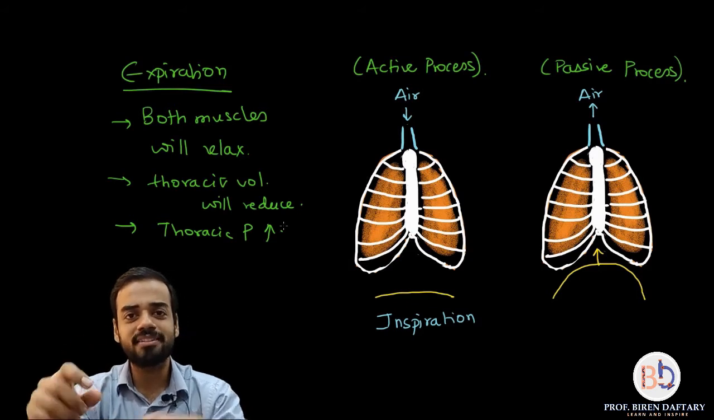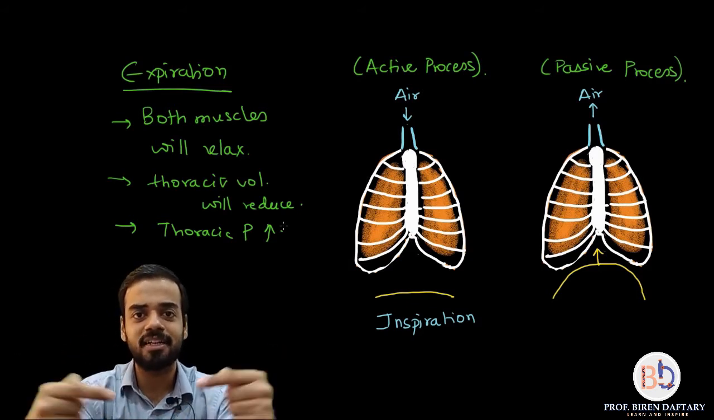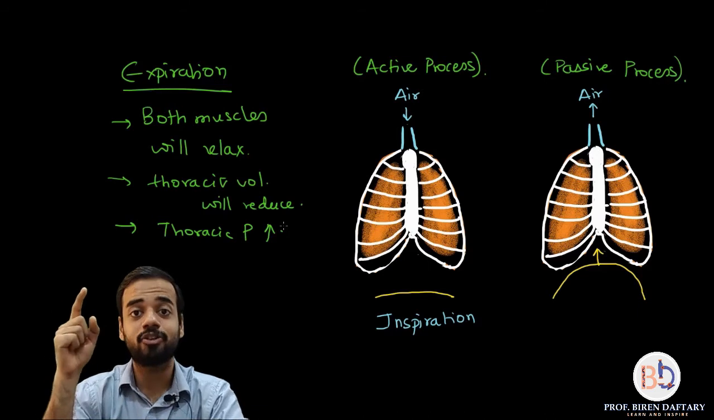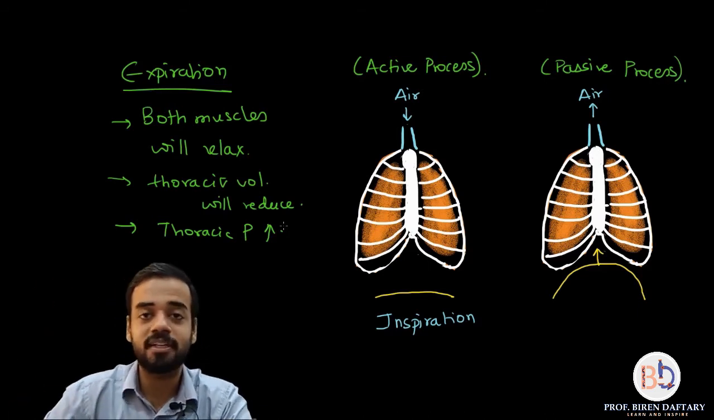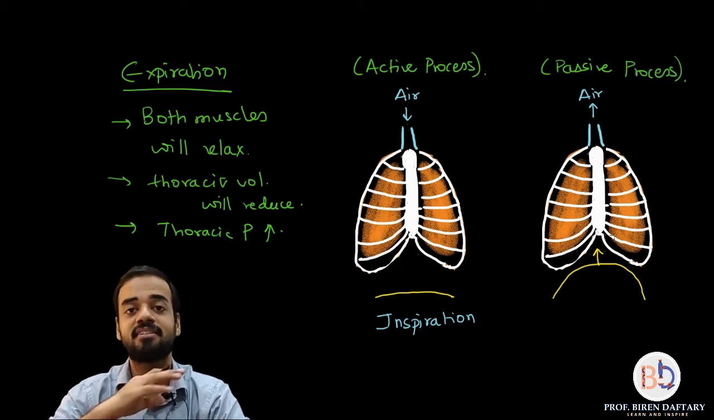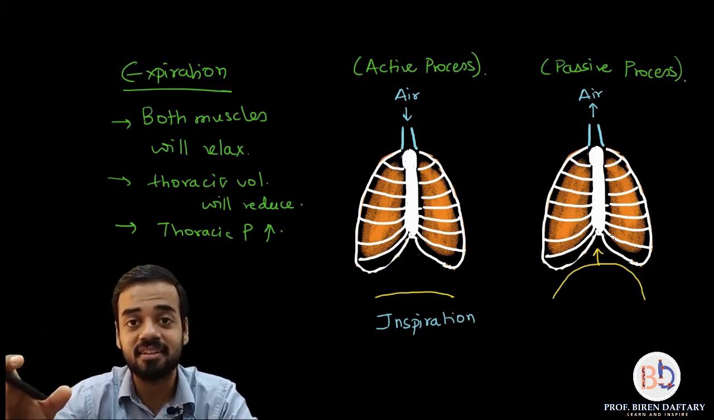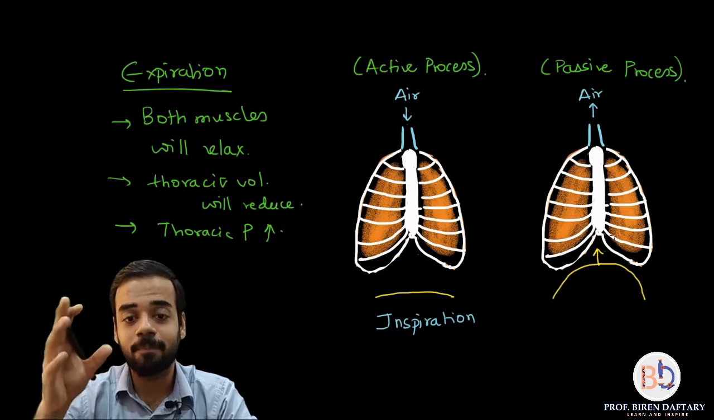Similarly, muscles require energy for contraction. Contraction is like coiling up of the muscle, that is why the length decreases and thickness increases. But for relaxation of muscles, no energy is required. Since in expiration both the muscles relax, energy is not required, hence expiration is a passive process.